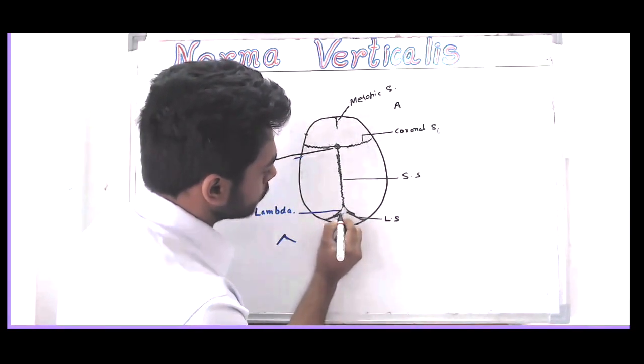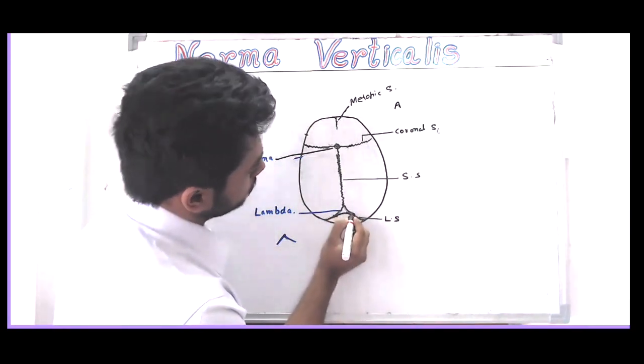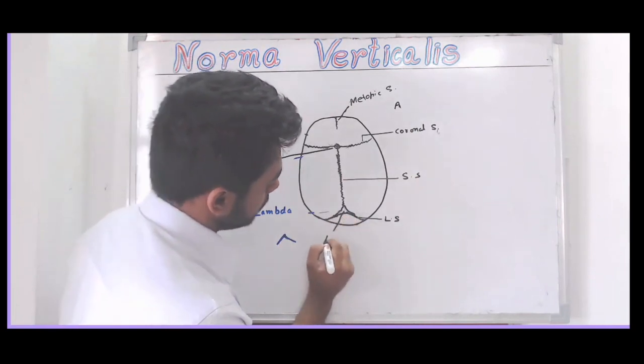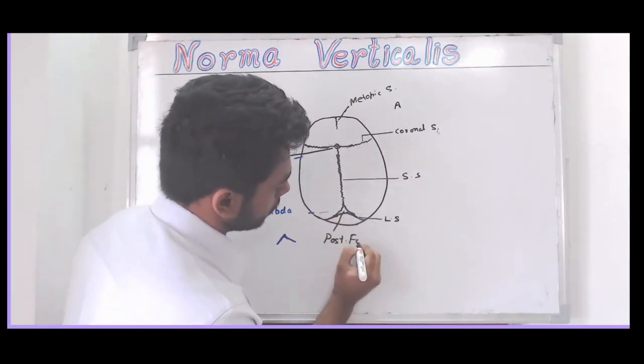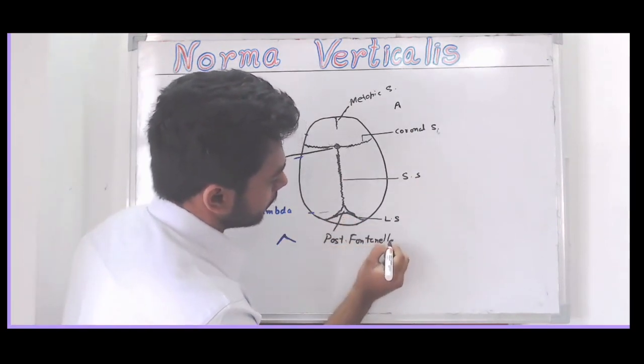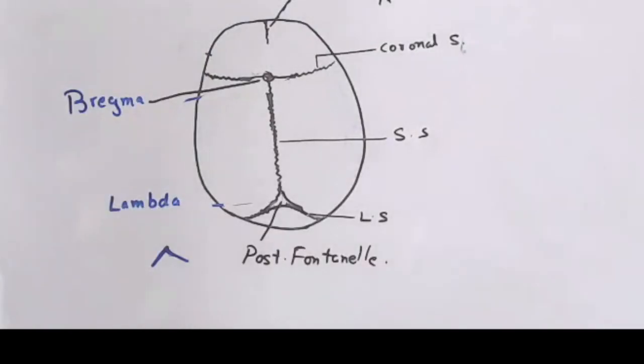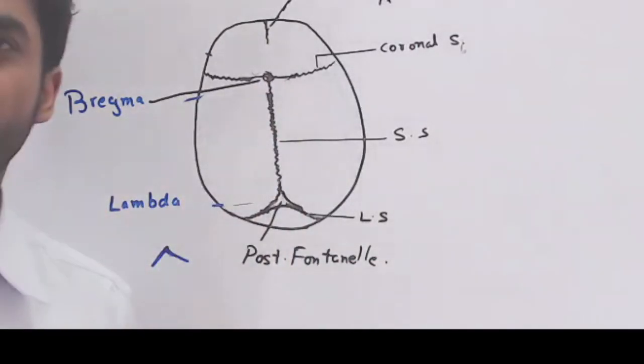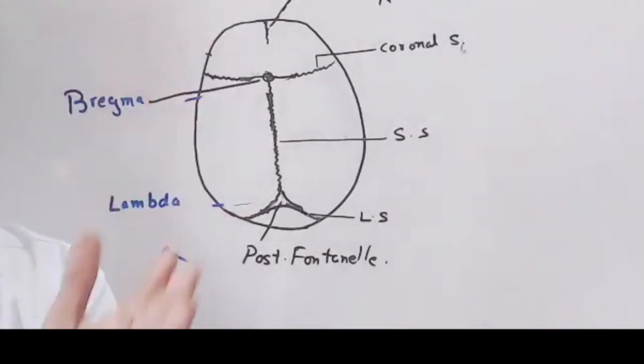And this gap looks like this. This is called the posterior fontanelle. In this fontanelle, there is no actual meeting of the bones. It is covered by a soft membrane. And this posterior fontanelle closes between birth and 2 to 3 months of age.